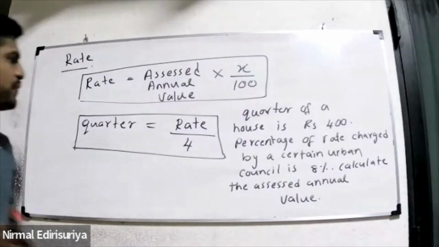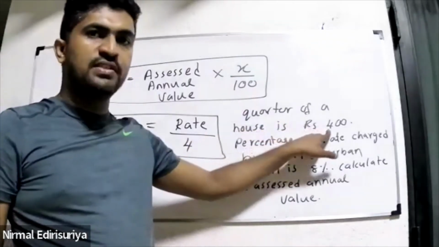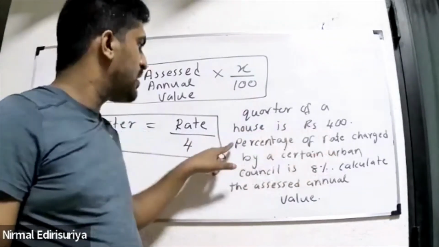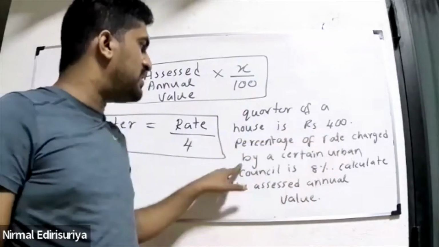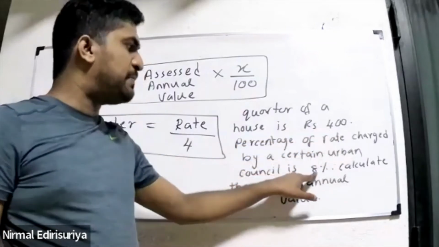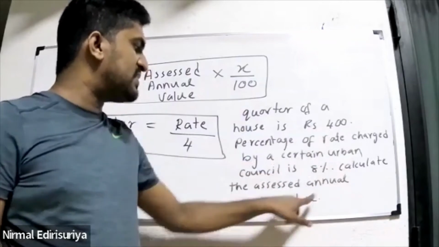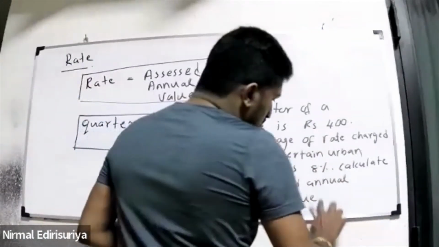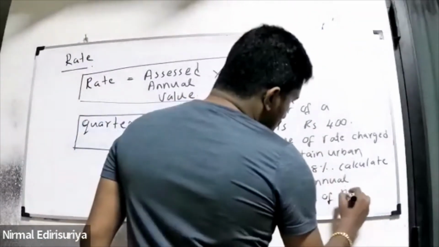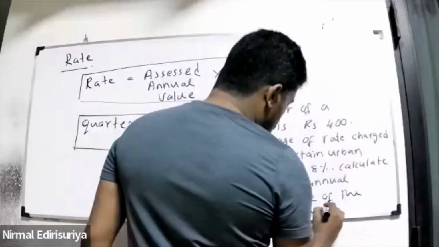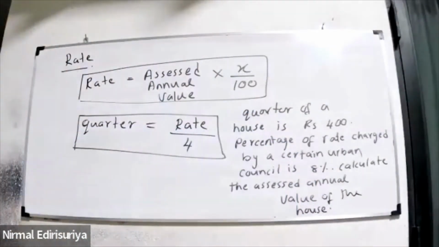The quarter of a house is 400 rupees. The percentage of rate charged by a certain urban council is 8%. Calculate the assessed annual value of the house. Do it.